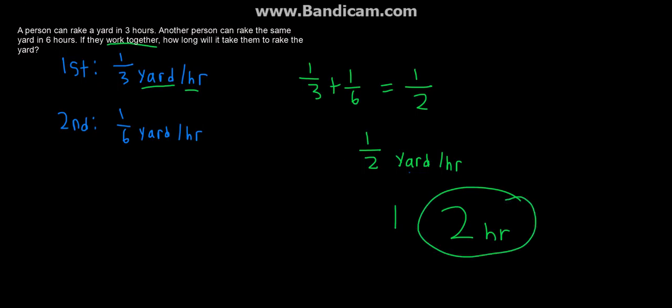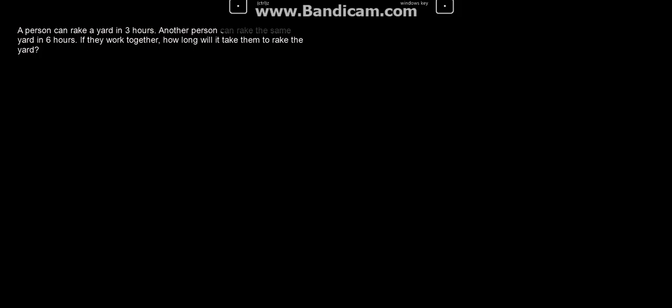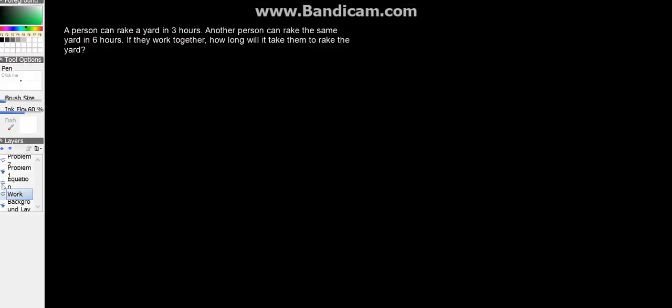To make this problem easier, I'm going to show you guys a simple equation that you can use. Oh, let me get rid of the problem. So our equation is going to be work equals the rate times time times the amount of people. So let me write that down. Work equals rate times time times the amount of people.